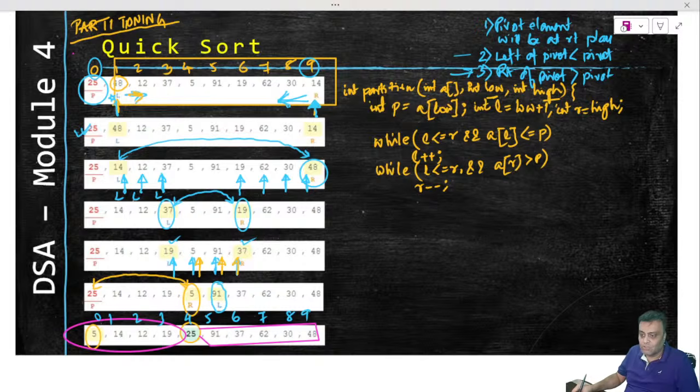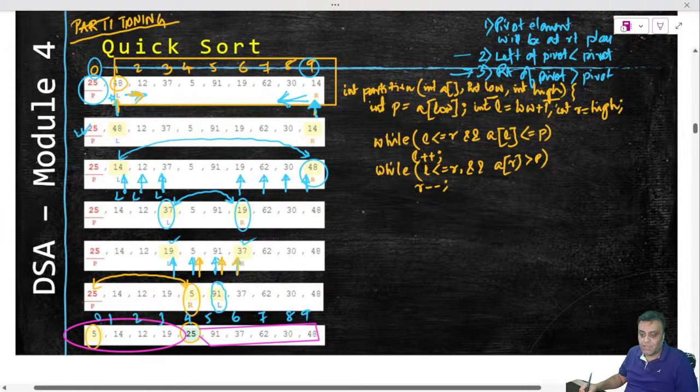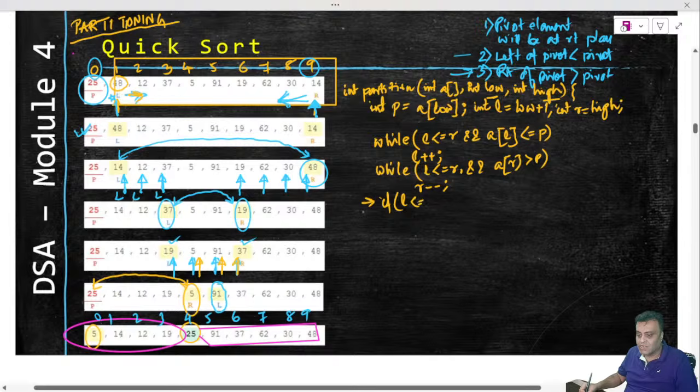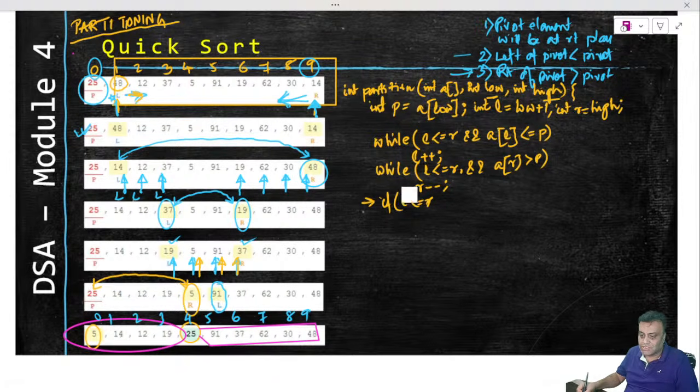So let us assume that left and right have stopped and have come out of the loop here, and left and right have still not crossed each other. So let us say not less than equal to, let us say they are less than R. If left and right have still not crossed, let's see the situation. See here, left and right have still not crossed each other, but they have moved. They have moved from here to here. So these lines have taken care of that move.